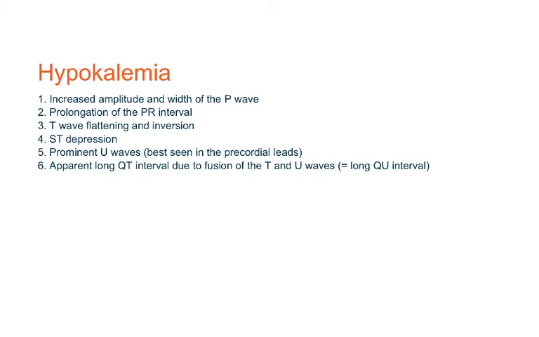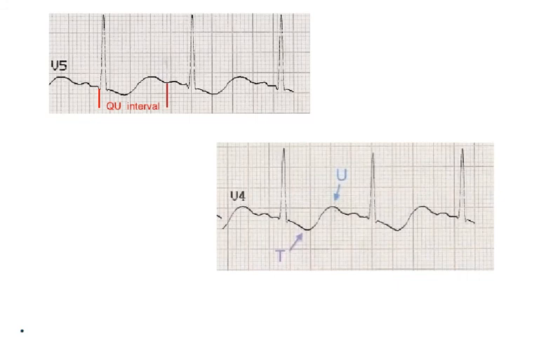So we call it the QU interval instead. What do I mean by that? See, here's the close-up. This is the T wave, which is inverted, and here's the U wave. Now the T wave and U wave are merged together. So what we call the QU interval is starting from the Q wave up till the end of the U wave, which is very prolonged. As I mentioned before, it should be 9 to 11 small boxes. And if you count here, it is almost 16 small boxes.